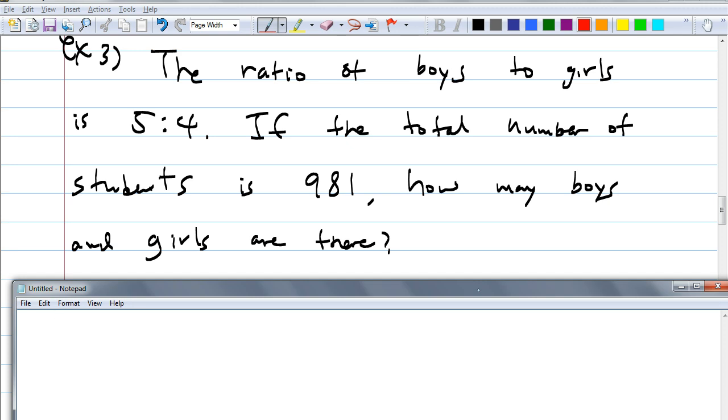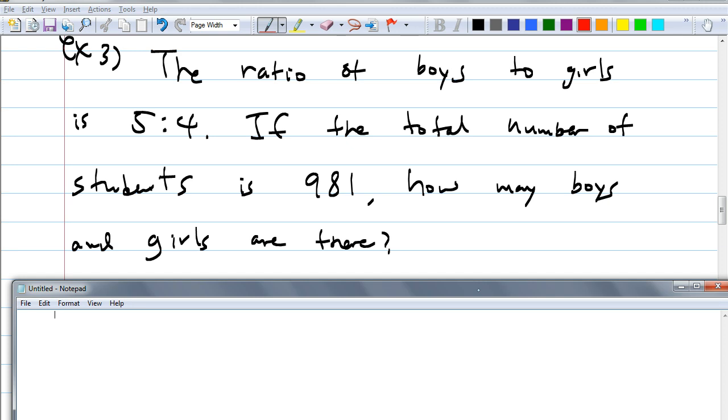Vlad? What are the unknowns? I'm sorry, I keep saying Blake. Vlad? Number of boys and number of girls. That's correct. So how should we declare our variable since we have two unknowns? Let's declare our variable for the number of boys and number of girls. Who could help me with how to do that?